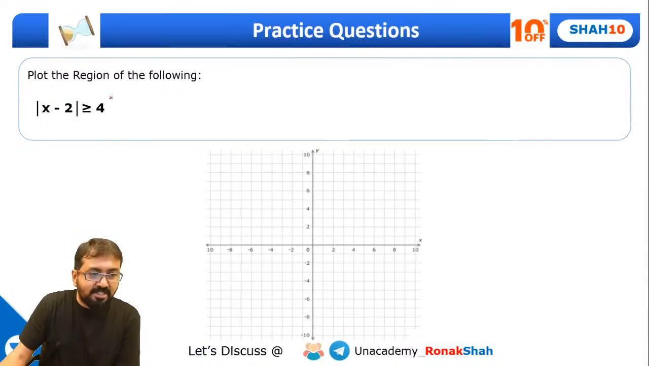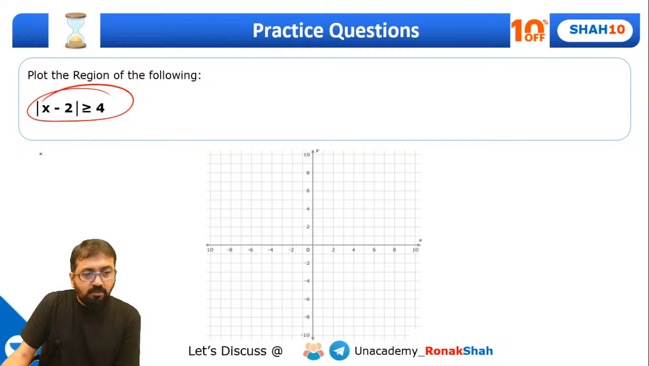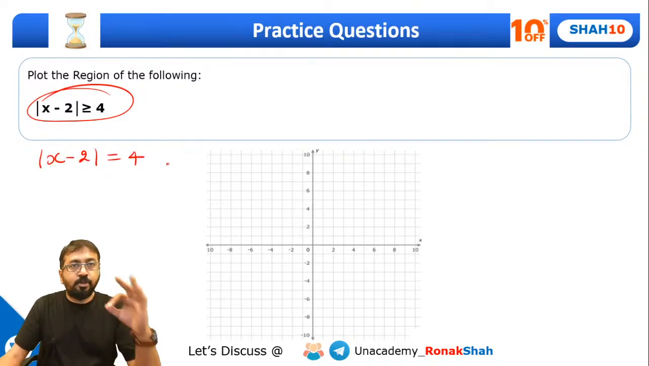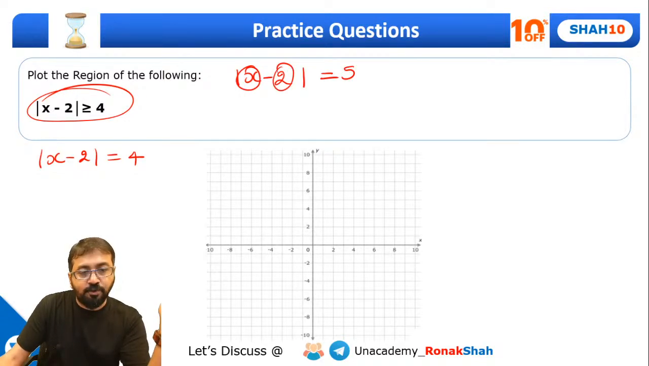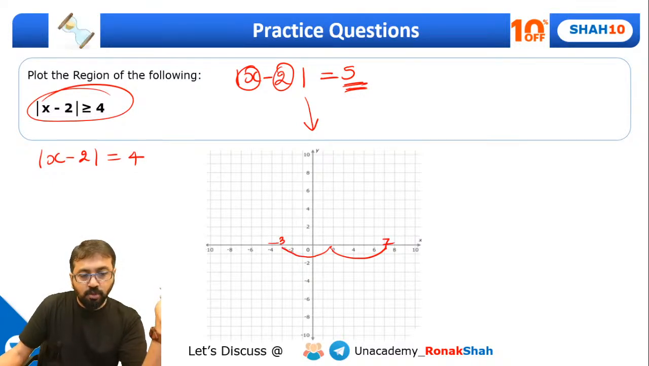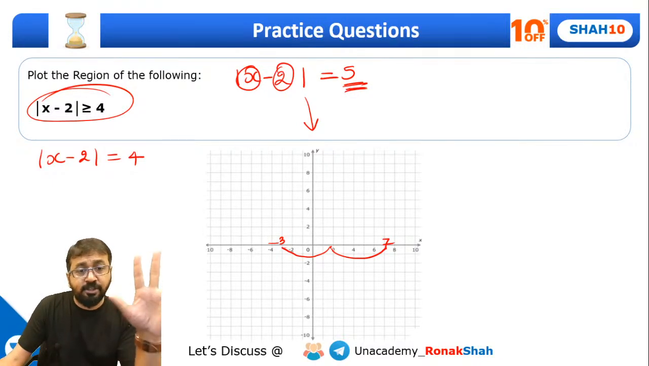Now what about this one? This is a good question. So mod of x minus 2 equal to 4. Let me help you understand this modulus once again. Let me take a simple question. Mod of x minus 2 equal to 5 indicates the distance of x from 2 is 5 units. So which numbers are located at a distance of 5 units from 2? Can I say 7 and minus 3? Both these numbers are located at a distance of 5 units from 2.